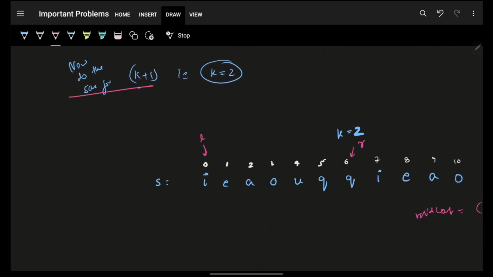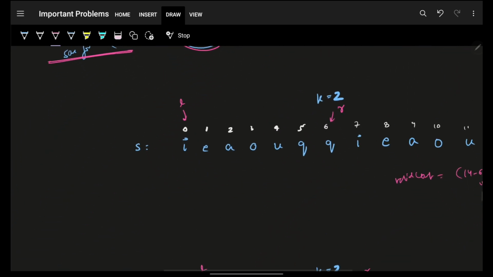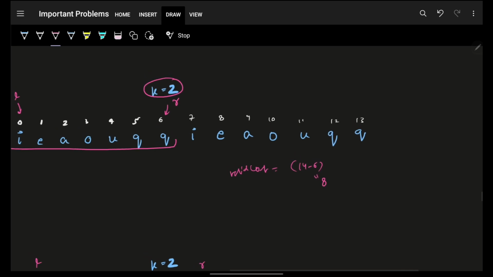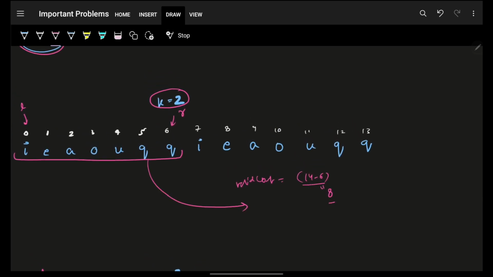Same way, I will find for at least K plus 1, which is K equal to 2. Exact same concept, but now K will be 2, which means I need 2 consonants now. So this is the first window. I will have a contribution of 14 minus 6, which is 8.